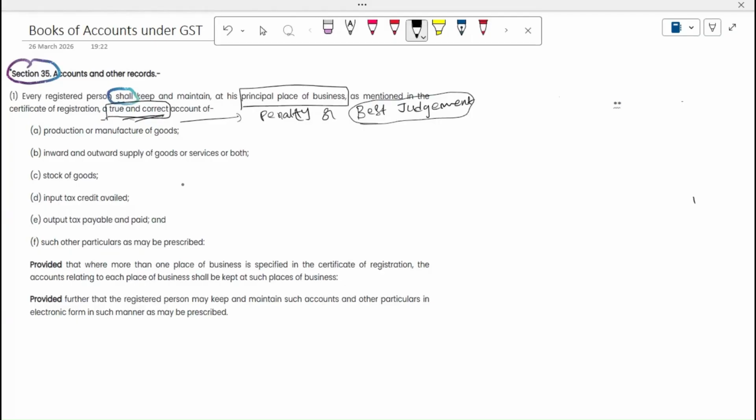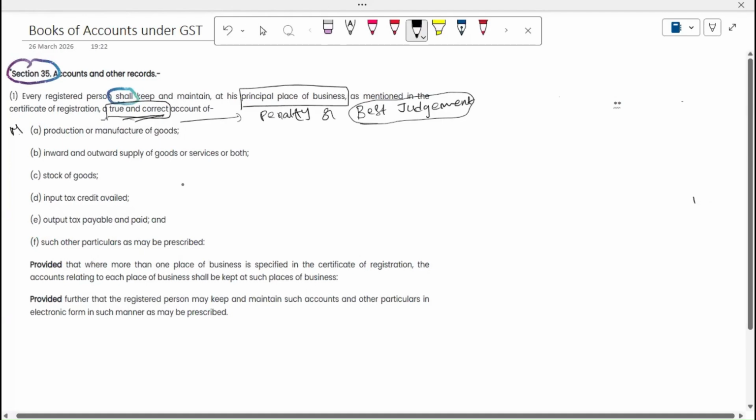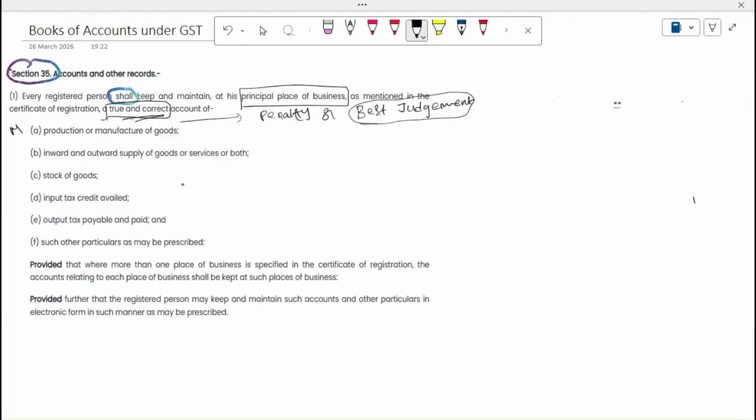As per GST law, what are they expecting? You maintain production and manufacture records, in case you do a manufacturing activity, production, manufacture of goods. Inward and outward supply of goods or services or both. Inward is your purchases, outward is your sale. So they're asking you to maintain a true and correct account of purchases and sales, supply of goods or services or both.